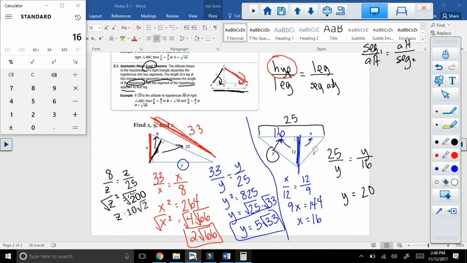And for this last one, for z, z is a leg, and it's the leg of the geometric mean of the whole hypotenuse, which is 25, and then the segment that's adjacent to z, which is 9. So here when I cross multiply, I get z squared equal to 225, and then when I take the square root of that, I should get 15 for my final answer, because it's the square root of 225.